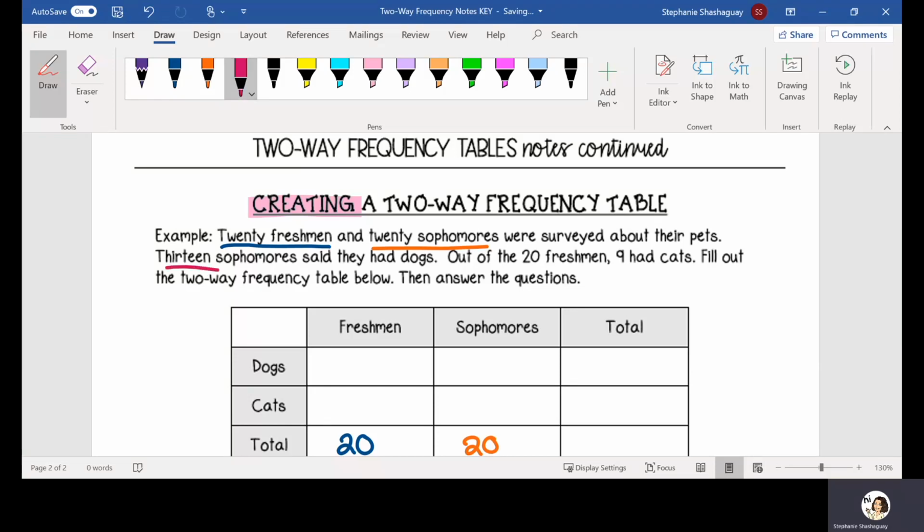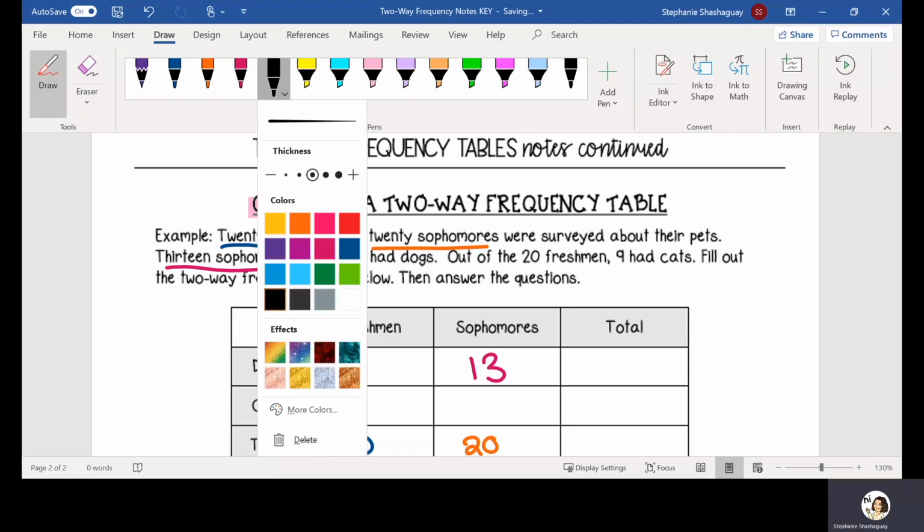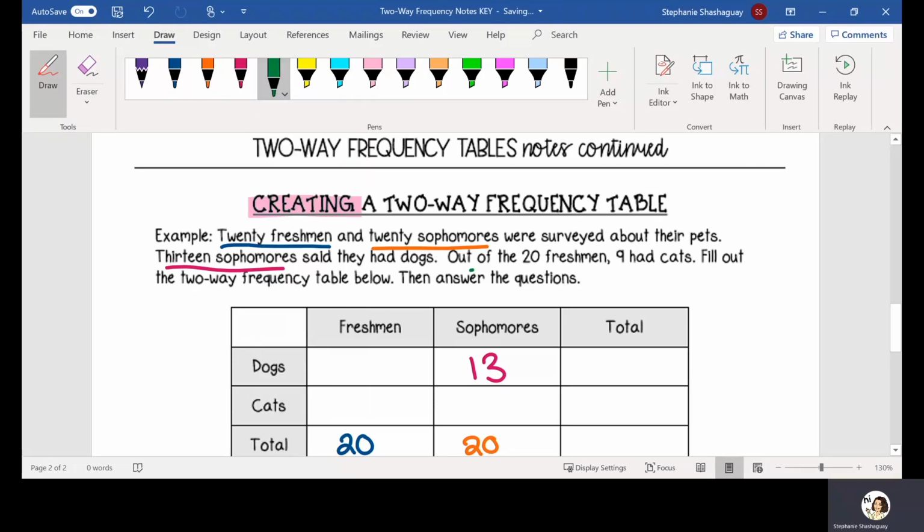13 sophomores said they had dogs. So I went to sophomores column, went to the dogs row, and filled in 13. And then out of the 20 freshmen, 9 had cats. So freshman column, cats row, I'm going to fill in the number 9.